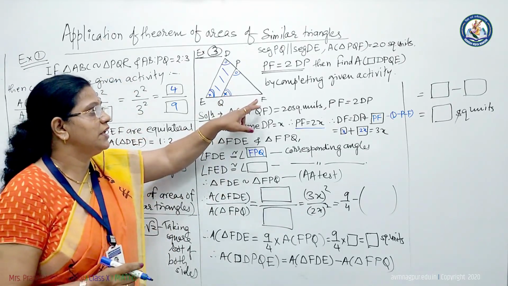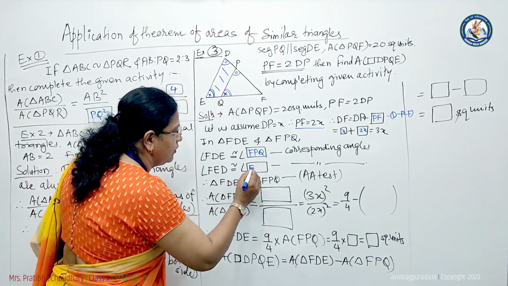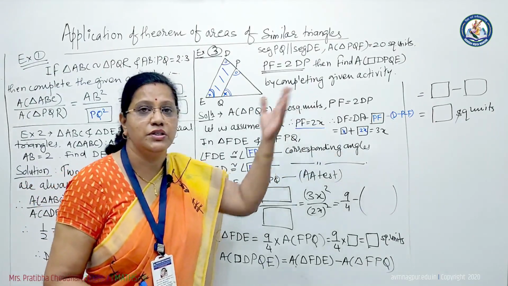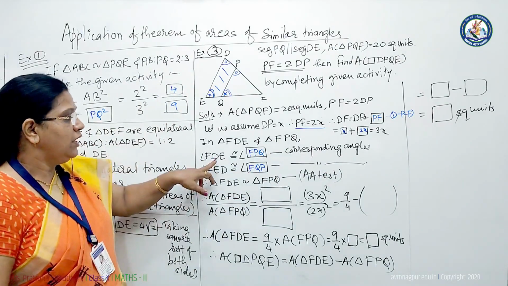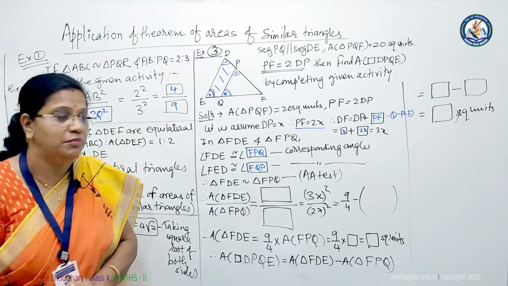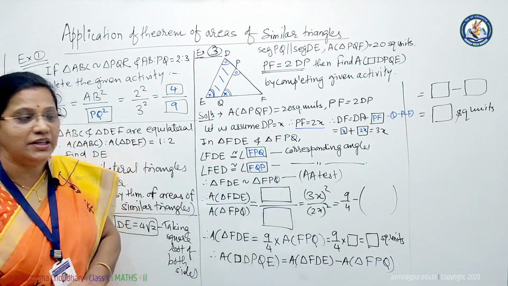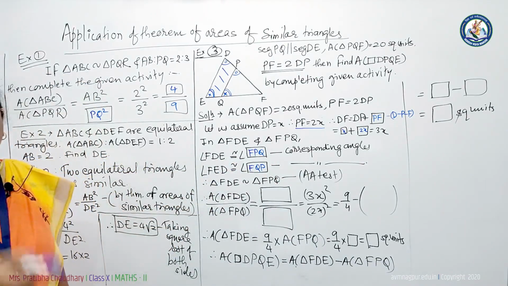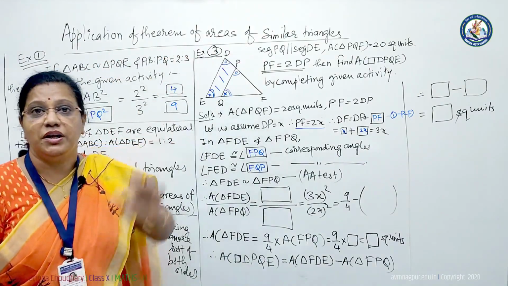What is the name of this angle? FQP. So we'll just write down FQP. Okay, reasons are given there, corresponding angles. For this also you will have to write corresponding angles. Now if two corresponding angles are congruent, then triangles will automatically become similar by AA test. So here again we are using the test of similarity, AA test. Now if the triangles are similar, then we can use the theorem of areas of similar triangles.